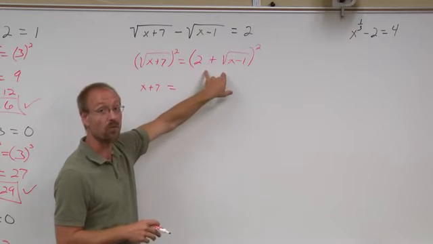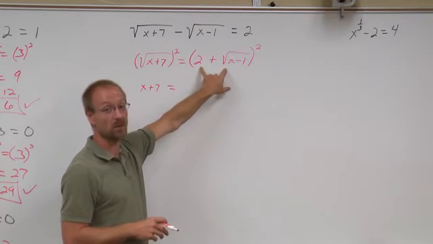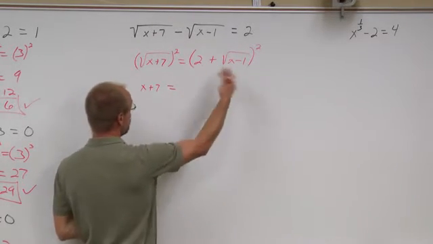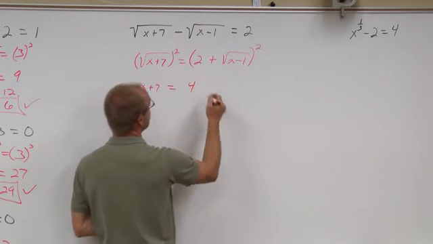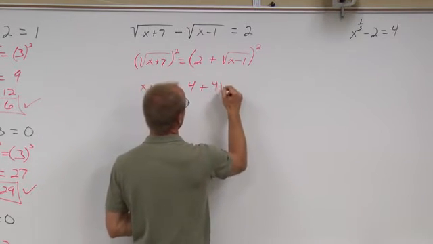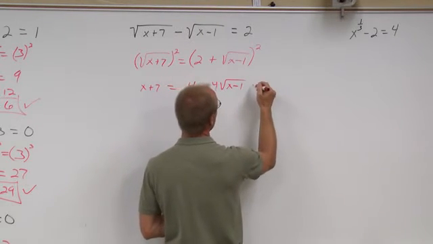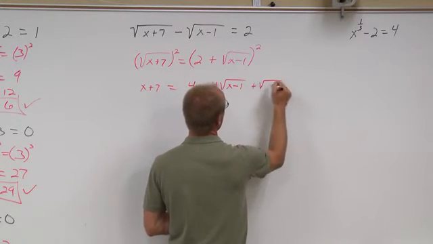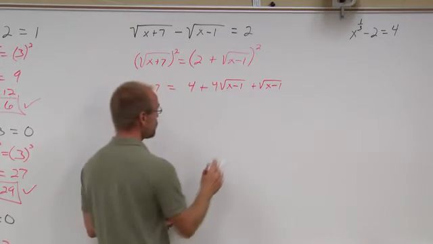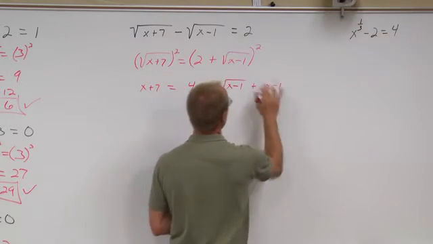We have to actually FOIL it out. It's this value times itself. So if we FOIL that out, we're going to get 4 plus 4 square root of x minus 1. That's my inner and outer terms combined. Plus the square root of x minus 1. Oh, no, we're squaring that last term.